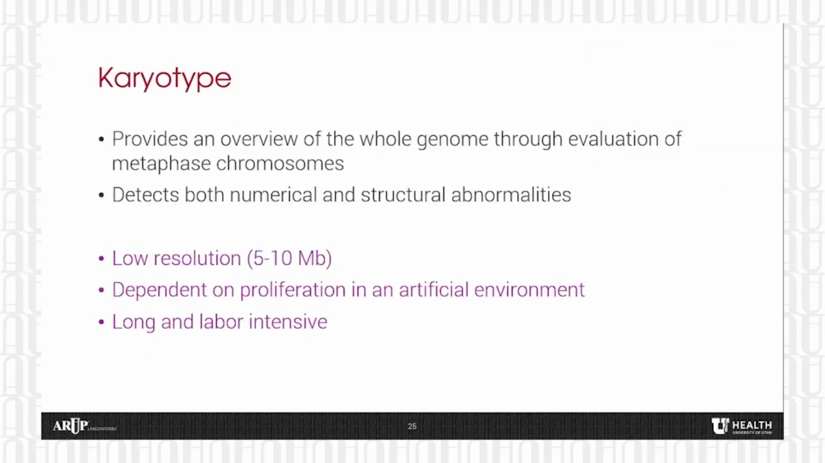So the key points: karyotype has some advantages. It provides an overview of the whole genome through evaluation of metaphase chromosomes, and it can detect both numerical and structural abnormalities. However, it's a very low resolution technique and can only detect large abnormalities in the range of 5 to 10 megabases. It's dependent on proliferation in an artificial environment, which I just showed an example of that problem. And of course, it's a long and labor-intensive procedure.